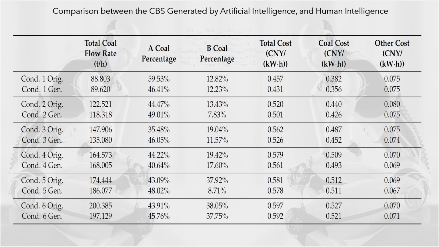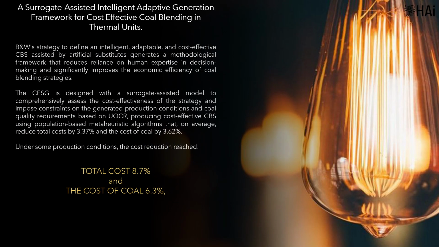In general, CESG can produce differentiated and cost-effective CBS adapted to various conditions. These strategies meet the practical production constraints in terms of production conditions and coal quality, significantly reducing total costs compared to the original strategy, and demonstrate great robustness and applicability. The strategy to define an intelligent, adaptable and cost-effective CBS, assisted by artificial surrogates, generates a methodological framework that reduces reliance on human expertise in decision-making and significantly improves the economic efficiency of coal blending strategies.